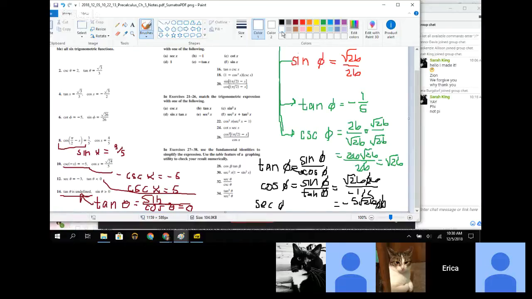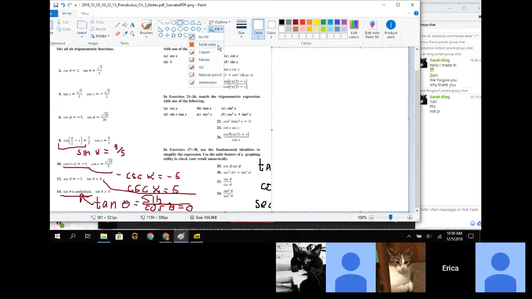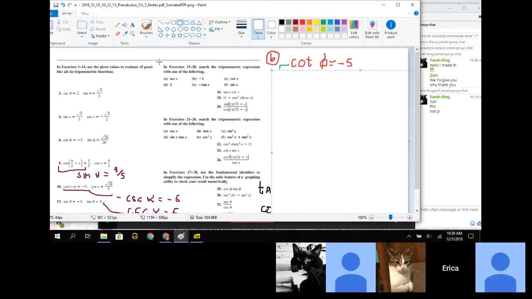All right, so let's keep going on some examples, just kind of get through all this good, fun stuff. Okay, so, oops, forgot to erase you up here. There we go. Okay, so number 15 through 20, it says match the following trig expressions with one of the following. So you have to do 15, 17, and 19, but let's look at 18.